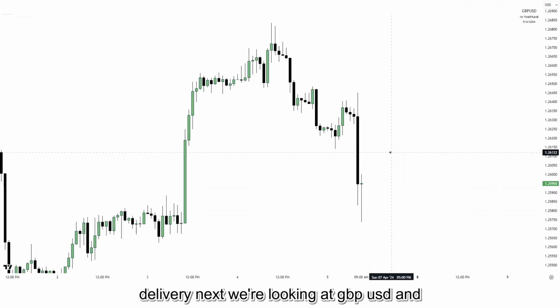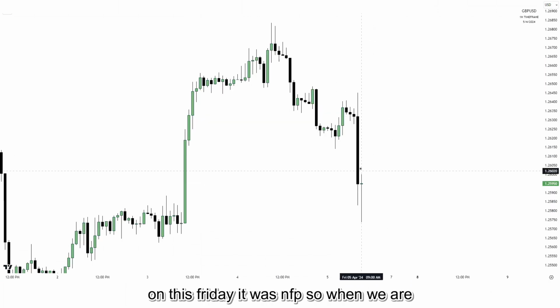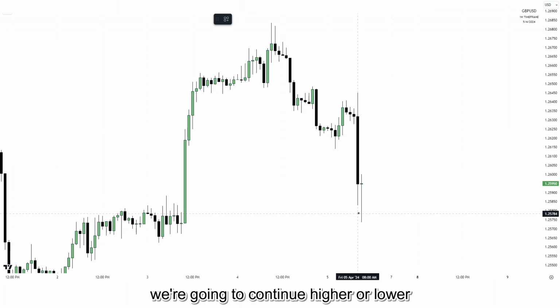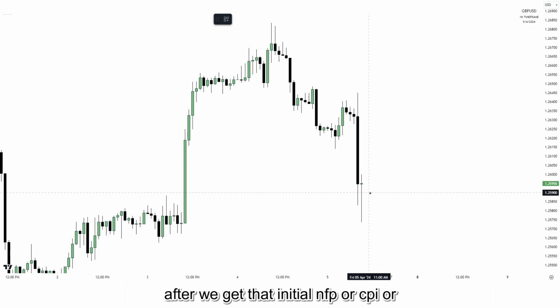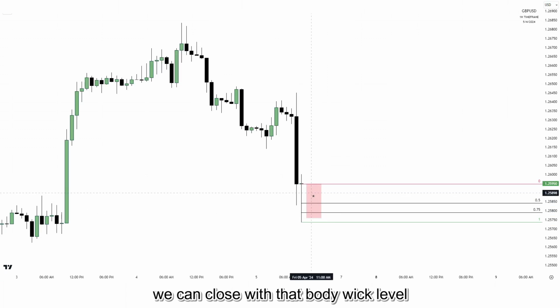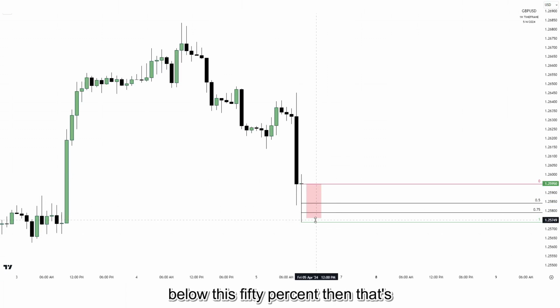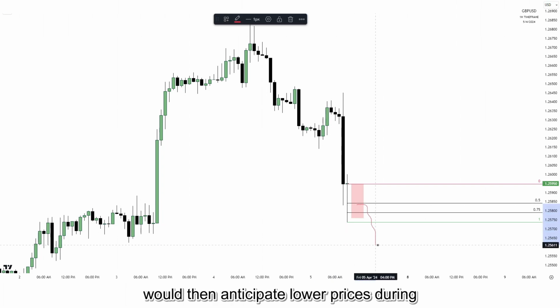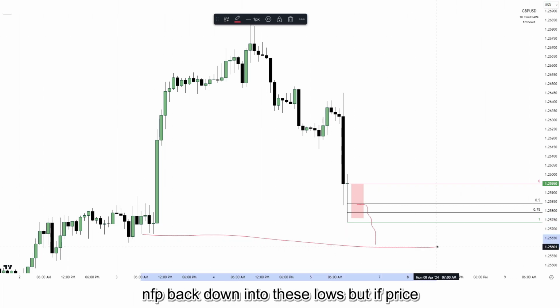Next, we're looking at GBPUSD, and on this Friday it was NFP. So when we are trading news like NFP or CPI, this is a really good telltale sign whether we're going to continue higher or lower after we get that initial NFP or CPI or even FOMC move. So we have this wick level. If we can close with that body wick level below this 50%, then that's indicating bearish price action, and we would then anticipate lower prices during NFP back down into these lows.